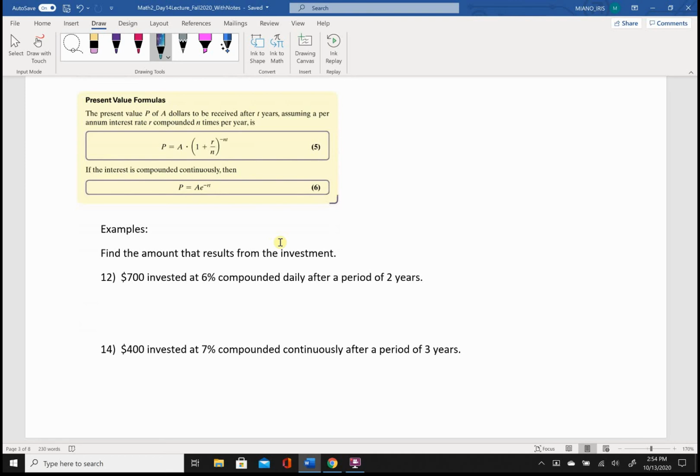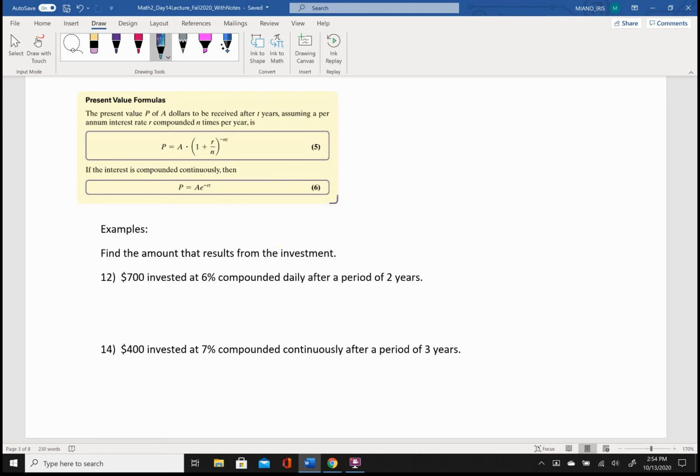So one of each of those. And here we go, though. Let's stick to finances. Let's find the amount that results from the investment described here. For number 12, let's say we had $700 invested at 6% compounded daily over a period of 2 years.